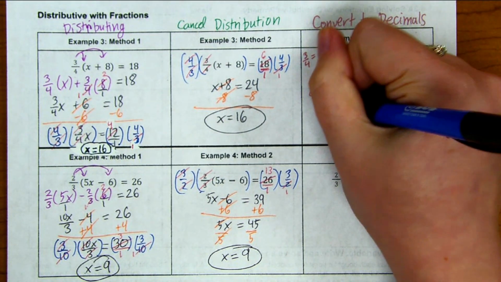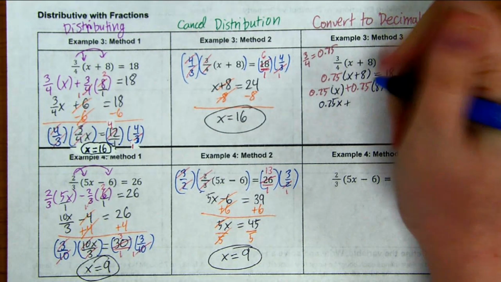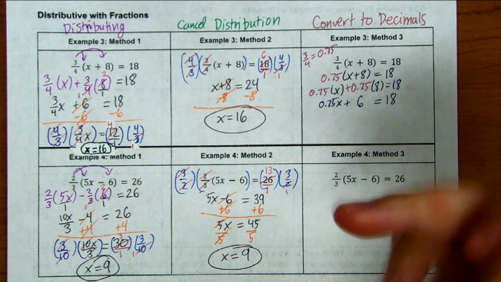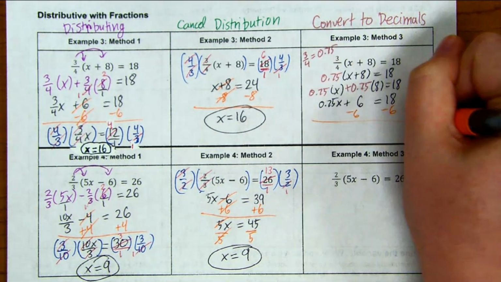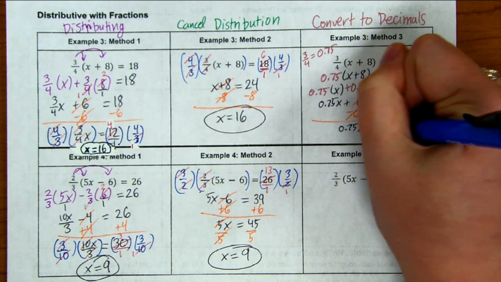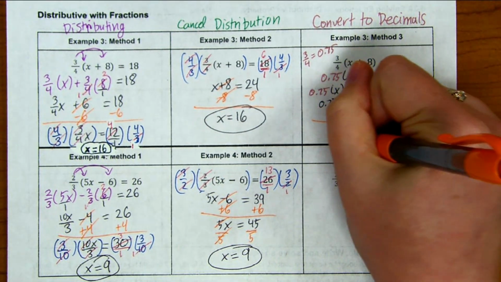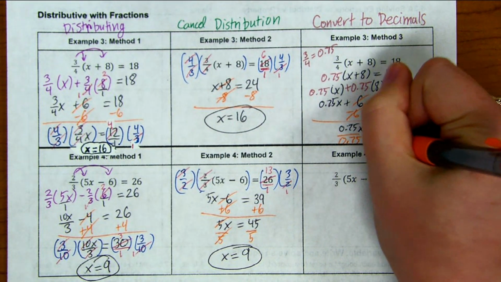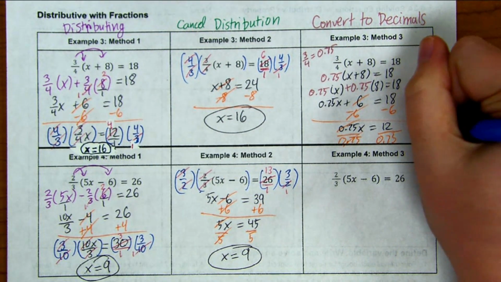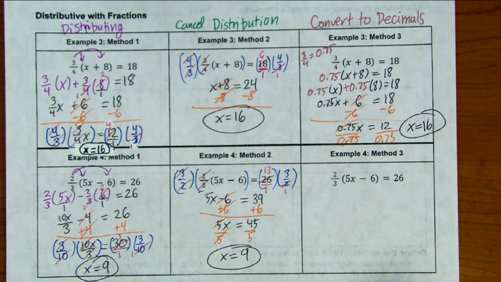Now when we multiply this out, we'll have 0.75x plus 0.75 times 8 will give us 6, and that will equal 18. At this stage, we can go ahead and subtract 6 from both sides of the equation to get rid of our constant. So we're left with 0.75x equals 12. And 0.75 is being multiplied to x, so we can divide by 0.75 on both sides to cancel that out. And if you check on a calculator or do the work by hand, sure enough, we'll end up still getting that x equals 16.